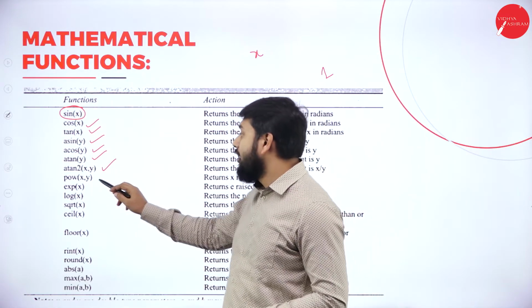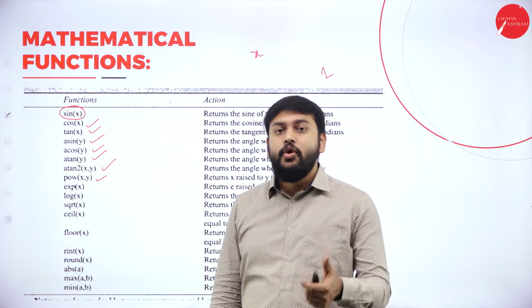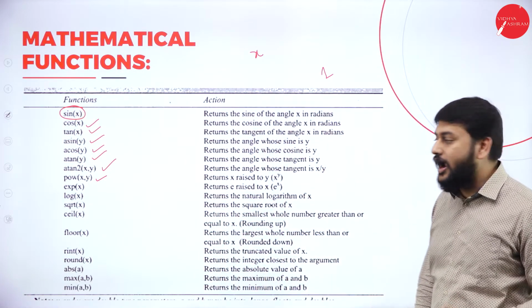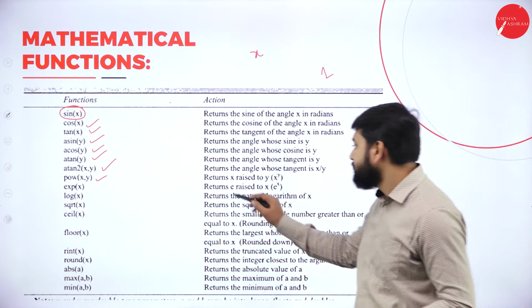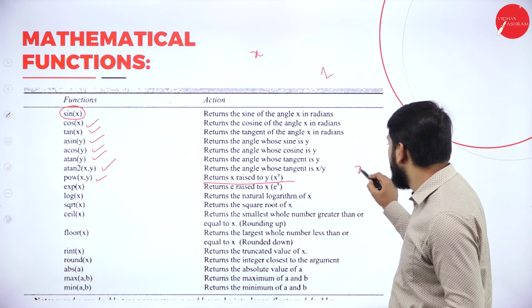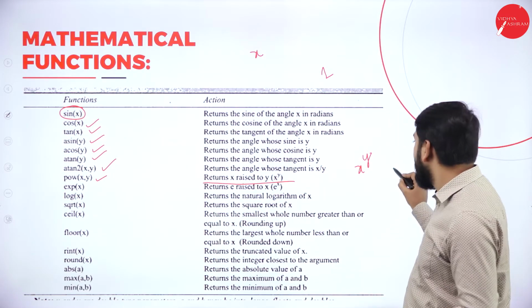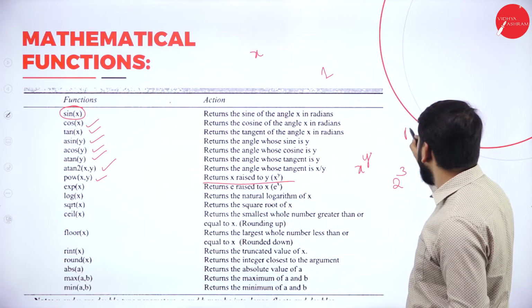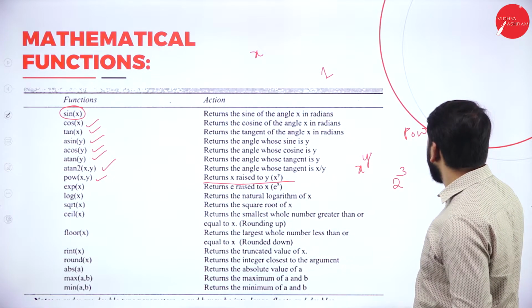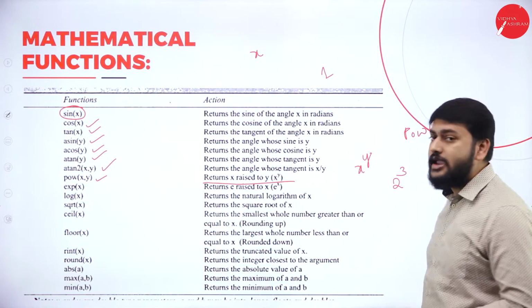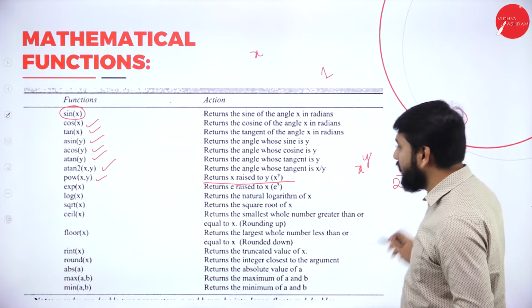And then I have pow. What is the use of this? I can calculate the power of given numbers. Please observe here, x raised to y, x to the power of y. Say for example, I need to calculate 2 to the power of 3. So how do I pass it here? pow of 2, 3. This will give me 2 to the power of 3, which is 8. So the result will be 8 if I use this function.